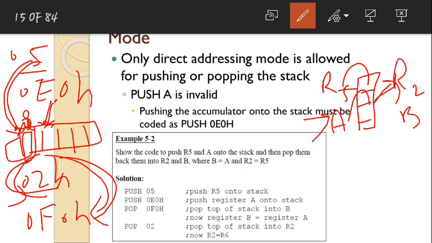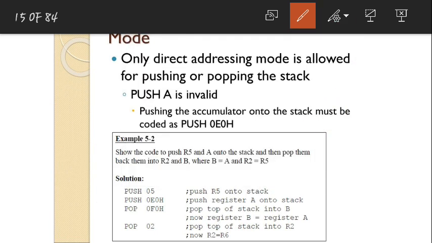So this A will move to R2. If I write R2, then it will move to R2. If I write B first, then it will move to B. Then R5 will move into the other register. So now we will see this example.